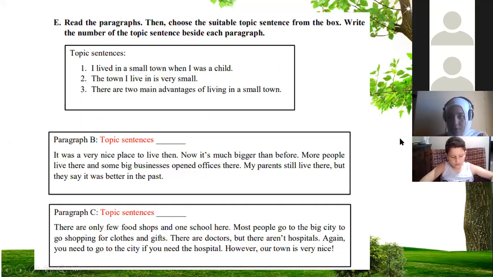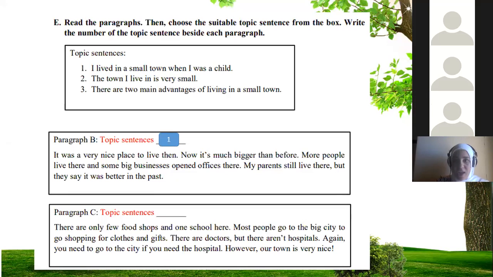Paragraph 2: It was a very nice place to live. Mira, let's take Mira. Now it's much bigger than before. More people live there and some big businesses opened offices there. My parents still live there, but they say it was better in the past. Mira, which topic sentence is suitable for this paragraph? 1, I lived in a small town when I was a child. Excellent. So the third paragraph has to take number 2, the town I live in is very small.